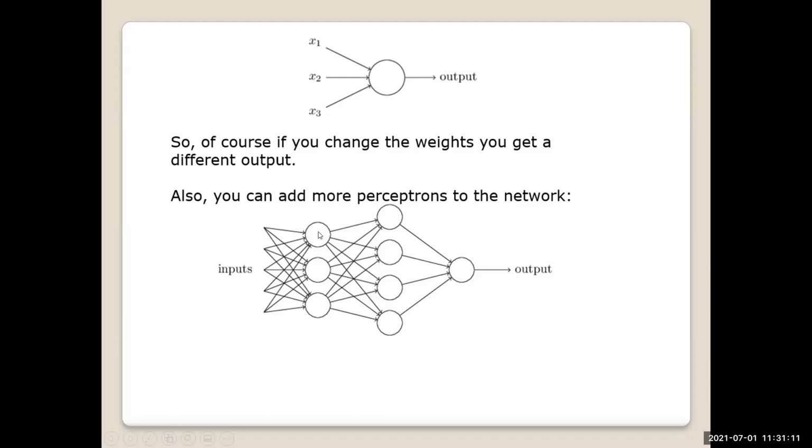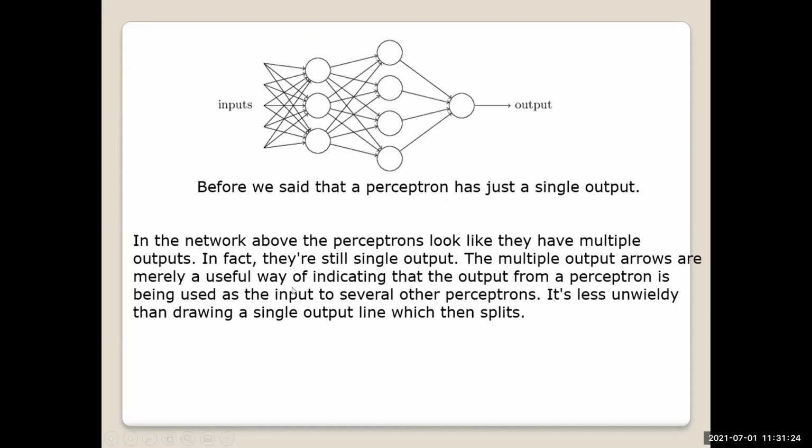It's the same 1. Or if it was 0, 0 would be output here, here, here, and here. So it's the same 0. It's not like this could be a 1 and this could be a 0. No, it's the same number. Okay. In fact, they're still single output. The multiple arrows are merely a useful way of indicating that the output from a perceptron is being used as the input to several perceptrons. It's less unwieldy than drawing a single output line which then splits. Okay.